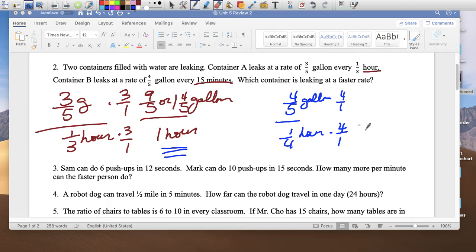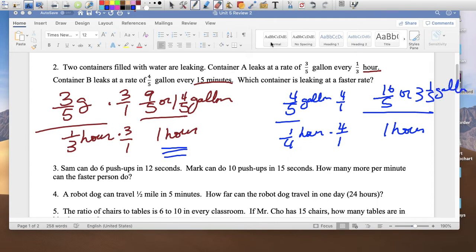So we do it this way. No, actually, come back and do it the other way too. If we do it this way, we get 1 hour. And over here, 4 times 4 is 16. 5 times 1 is 5, or 3 1/5. So this one is losing a lot of water per hour, right? 3 1/5 of a gallon.